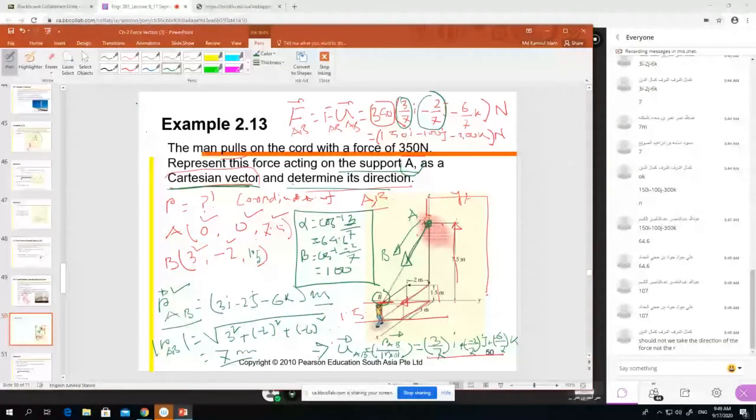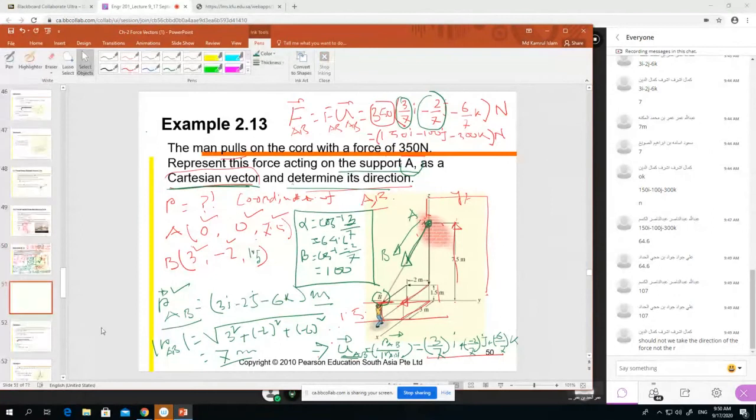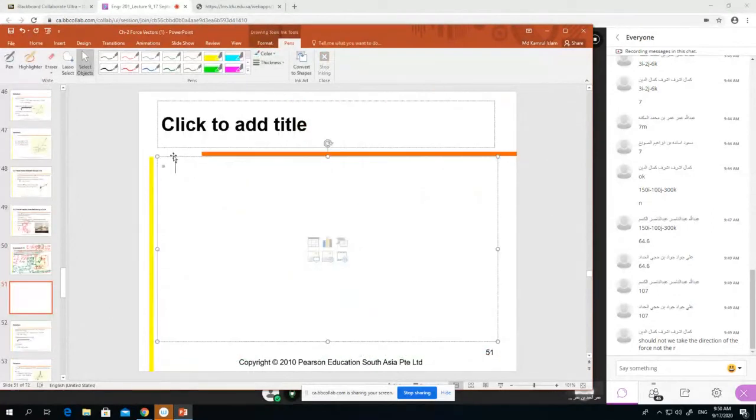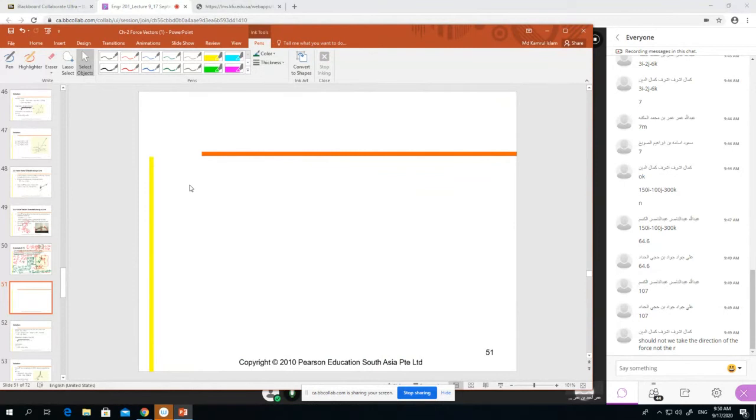Answer is correct. Should we not take the direction of the force? No, not from R, from the unit vector. Let me write it on a new page, just a moment. Not the force, otherwise you will be confused.